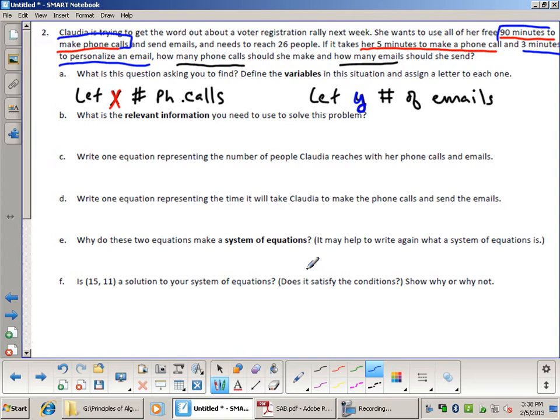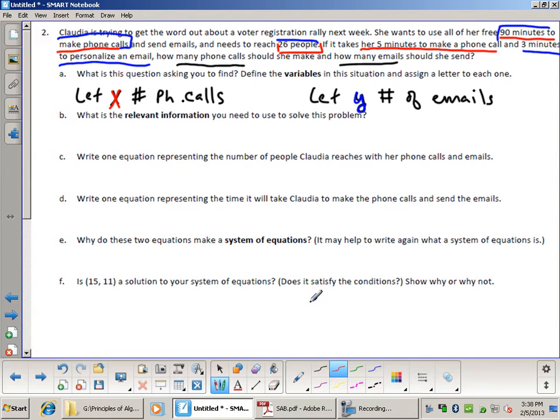So let's talk. Mr. Collins, I think there's actually one more relevant piece of information. Oh yeah, what's that? I think you need to know about how many people you need to call or get a hold of. Yeah, and I think that again applies to both. So I'm going to put this both in blue and in red. I'd agree with that. Because it's important to both the situations. All right, so that's the relevant information.